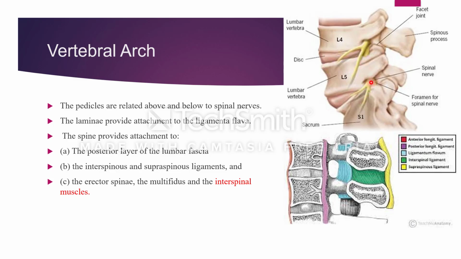Then the lamina. See here, the lamina provides attachment to the ligamentum flavum. You can see here the ligamentum flavum. This blue colored structure shown here is the ligamentum flavum. So it is attached to the lamina.